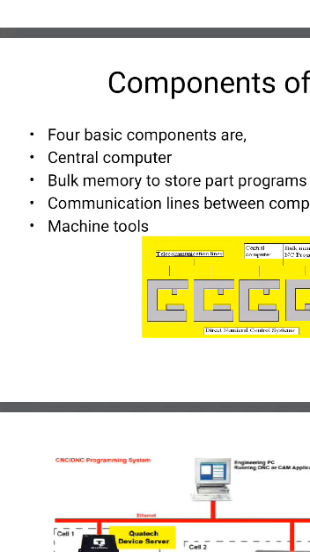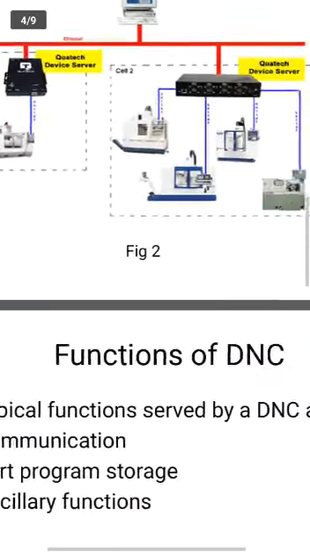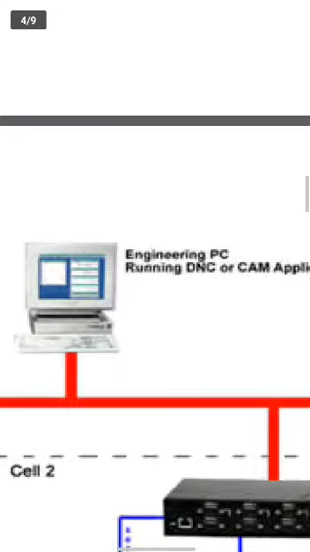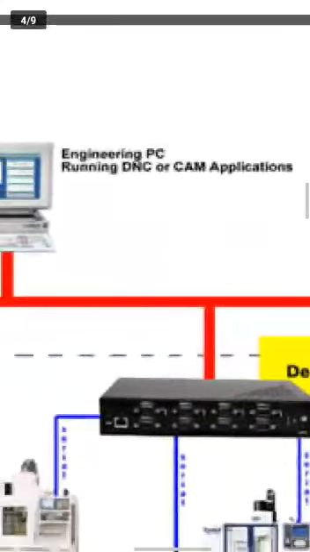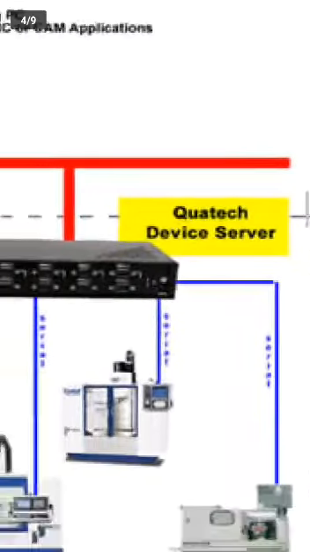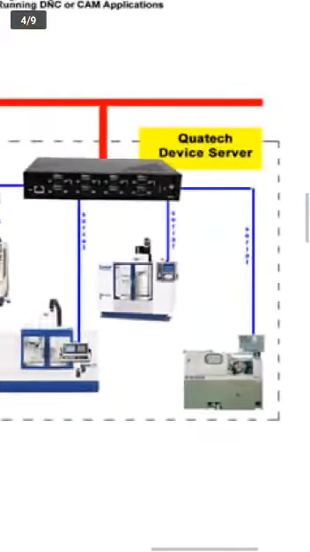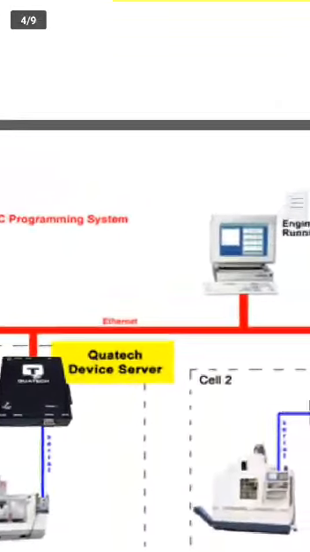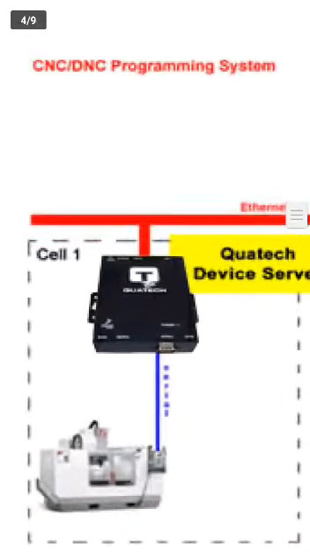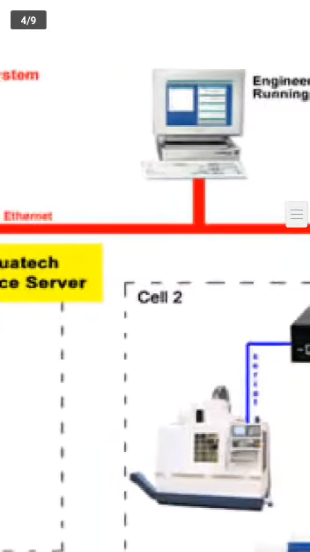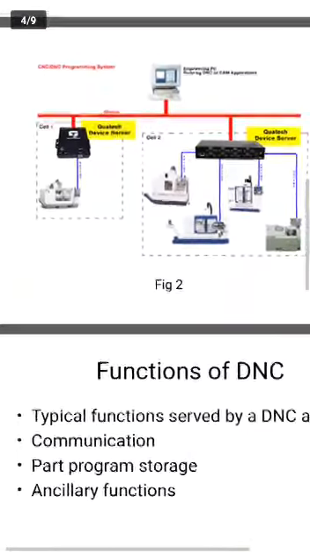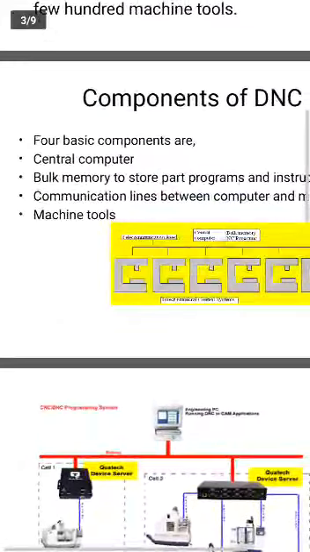Next one, bulk memory. What is bulk memory? See this one, the machine here, the functions of CAM. From there it is connected to the device, servomotor, and from there to the machine. So this is a line diagram of the components that are there in a CNC and DNC program system. Okay, so the first one, central computer, we have finished.